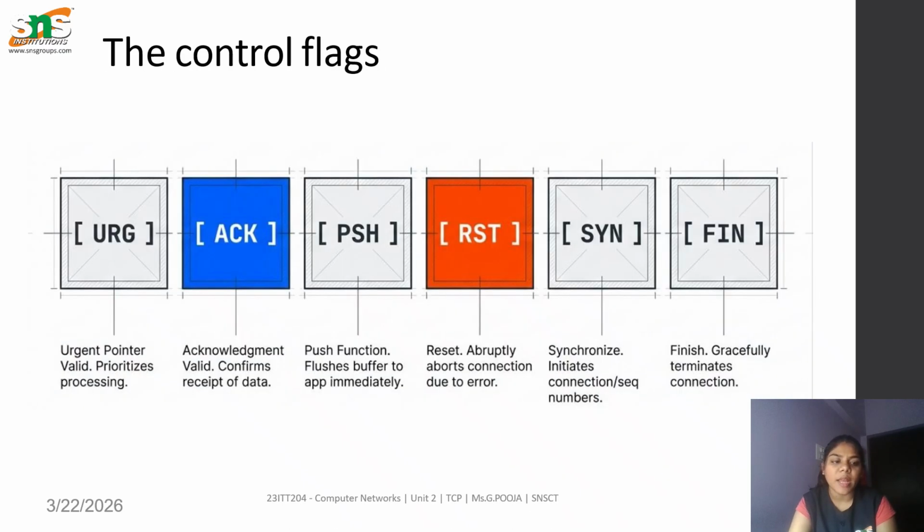And then we have the control flags. These are the control flags we have for the entire communication process. The first one is the urgent pointer, which is valid and prioritizes the process. Next one is the acknowledgement, which confirms the receipt of the data. Then the push function flushes the buffer to the app immediately. The reset aborts the connection due to error, and the synchronize initiates the connection or sequence number. And the finish gracefully terminates the connection.